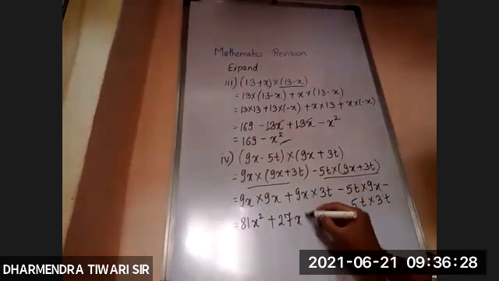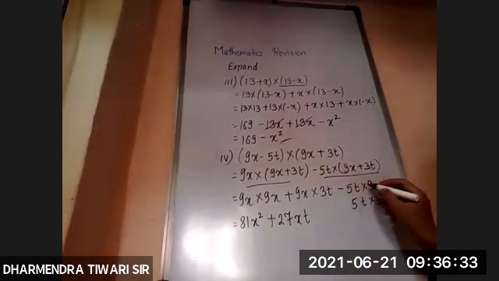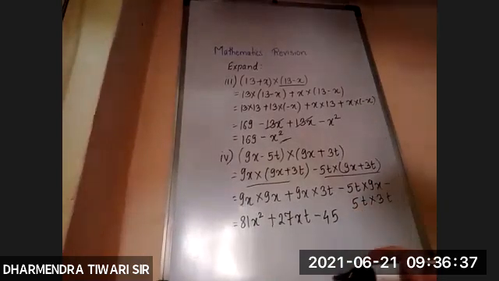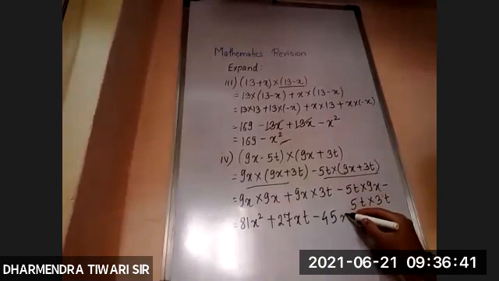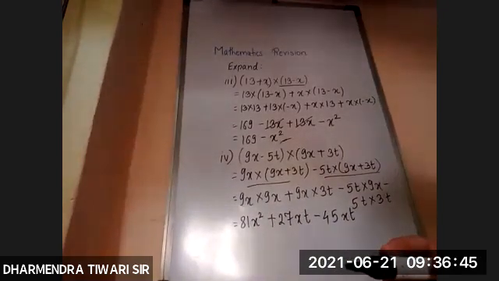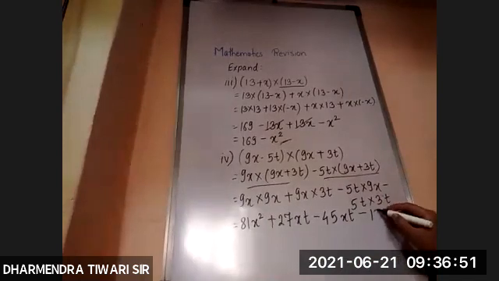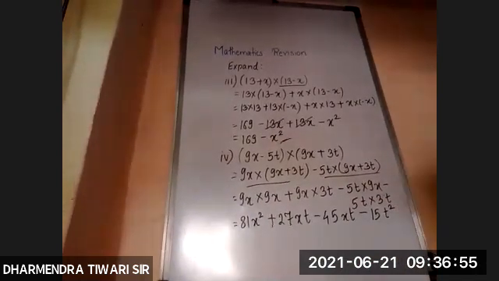x into t, xt. 9 fives are 45 with the minus sign. t into x is tx or xt. I've told you earlier, both mean the same. Minus 5 threes are 15. t into t, t square.